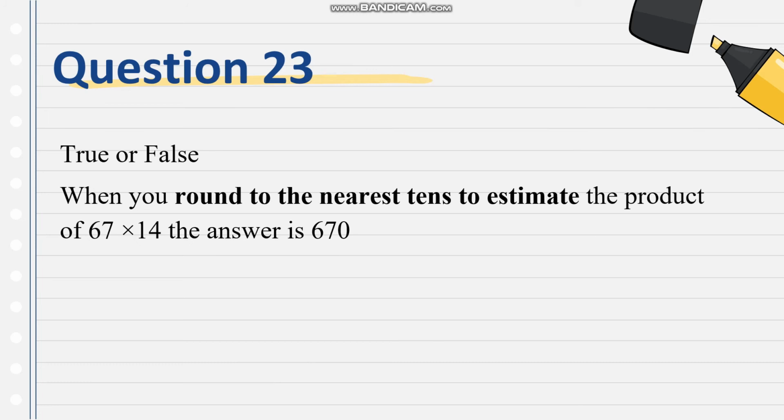True or false? When you round to the nearest tens to estimate the product of 67 multiplied by 14, the answer is 670. So let's find out. Where is the tens place? 6. The tens place is 1. Let's round. This becomes 70. Let's round. This becomes 10. So 70 times 10. So the answer is 700. So the answer is false.